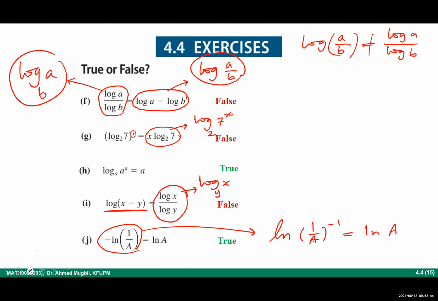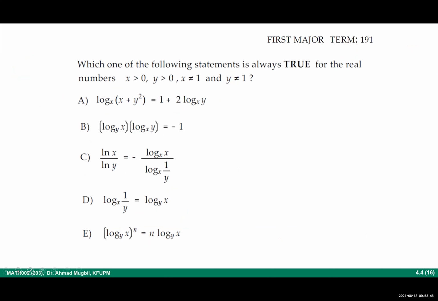You should be able, Shabab, to solve now this question. This is an old exam question. So please take 1 to 2 minutes to solve this, please. You should be able to find which answer is the true one, because he is asking here which one of the following is always true. Is always true.